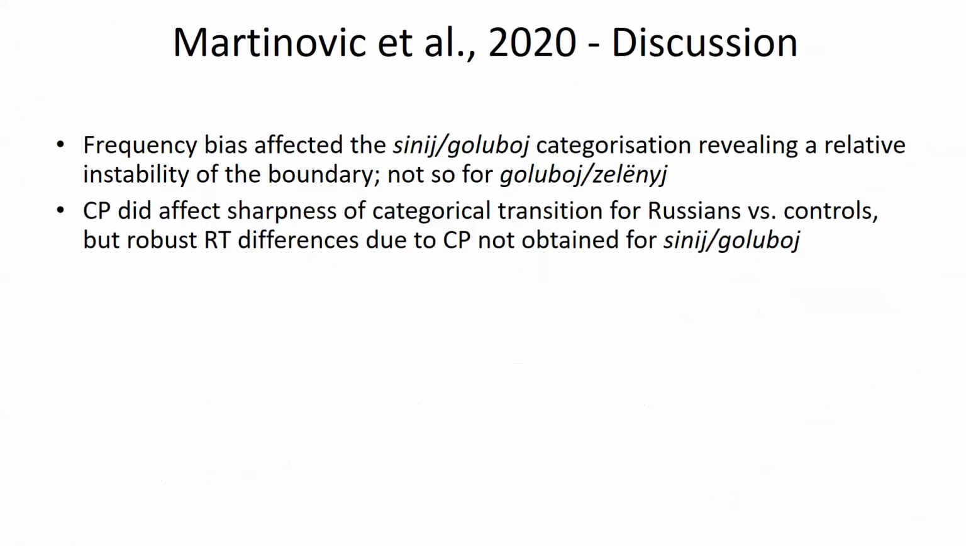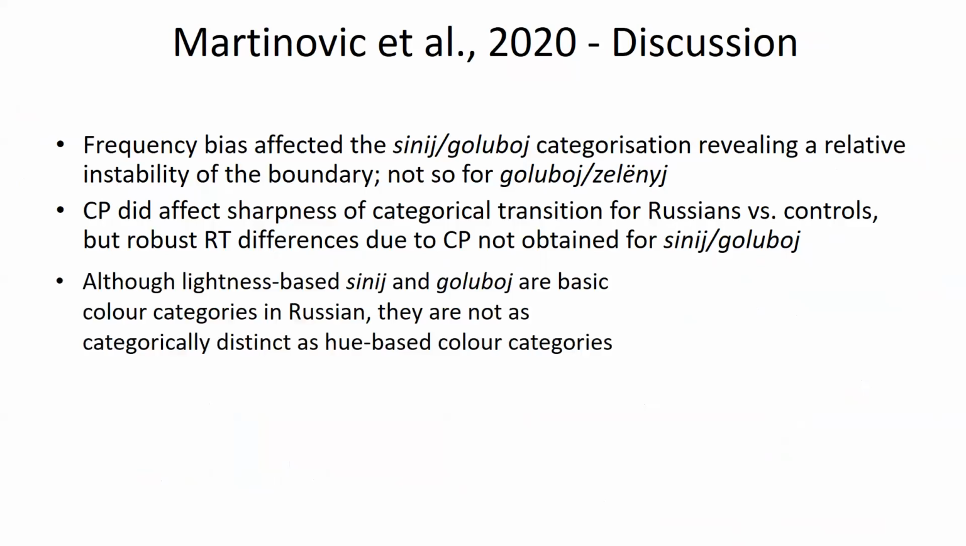We do find some effects of categorical perception though, but these are in the accuracy categorization data rather than anything to do with reaction times. And so our conclusion would be that although lightness-based Russian categories sinij and goluboj are basic, they are not as distinct as hue-based categories.